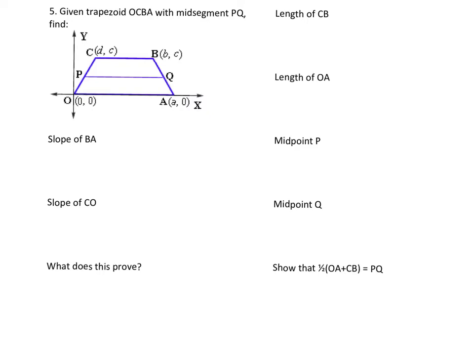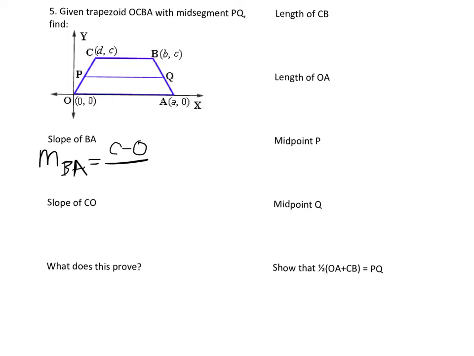We're going to use the formulas we have and the variables we're given to generally show how you would find the slope, the length, and the midpoint. Starting with the first one, we want to find the slope of BA. Once again, it's rise over run. So the slope of BA is the change in y, so I have c minus 0, and the change in x.